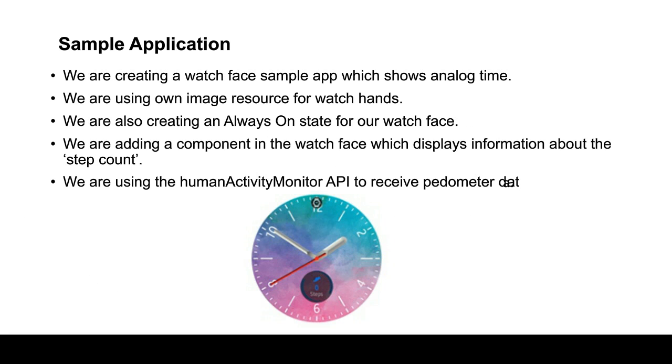This is the sample application that we'll be creating today. As you can see, we are going to create an analog watch face with hour hand, minute hand, and the second hand, and then we are going to add a component called the step count, which is going to show the number of steps the user has walked throughout the day. For this, we are going to use Human Activity Monitor API and receive the pedometer data using that. And also, we'll be creating both the watch face states. We'll be creating an active watch face as well as always on mode.